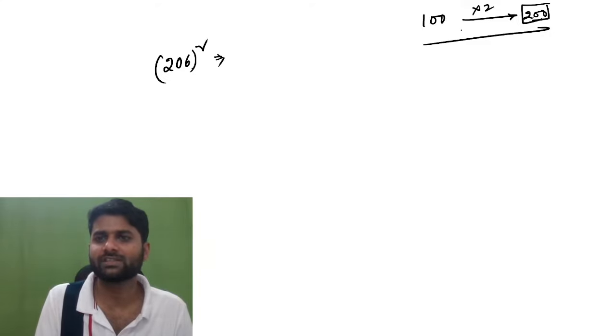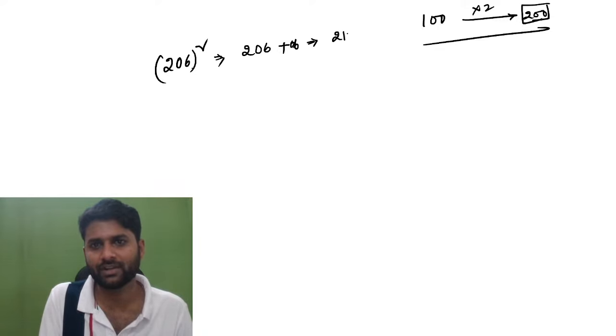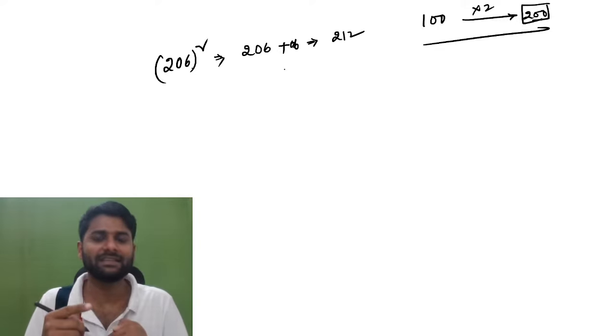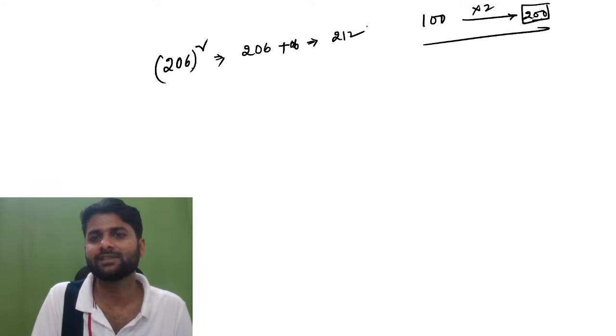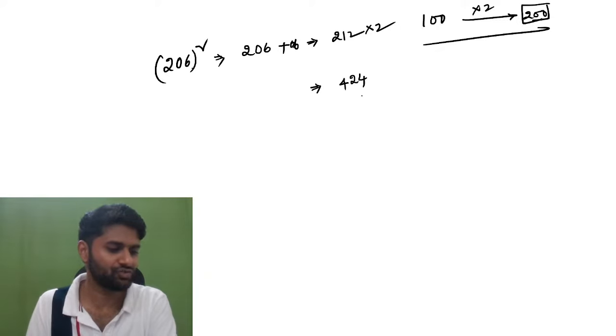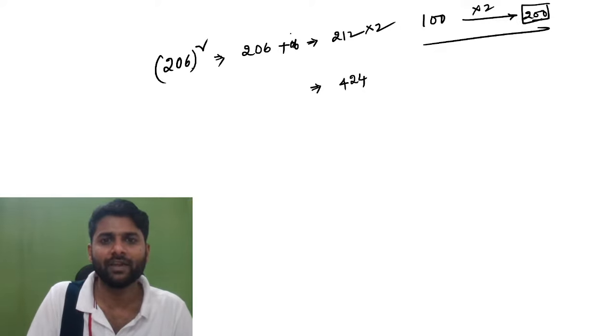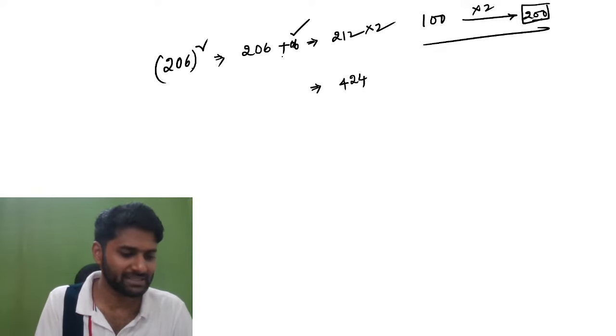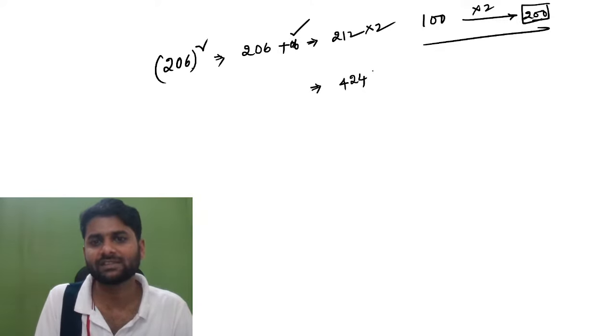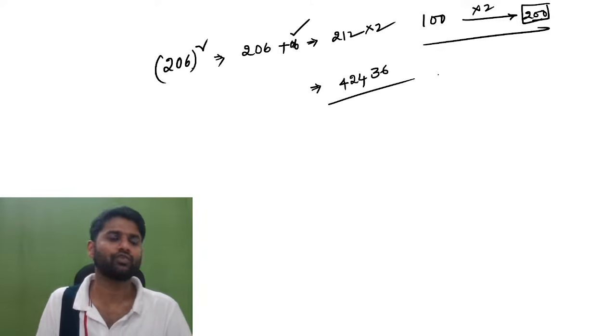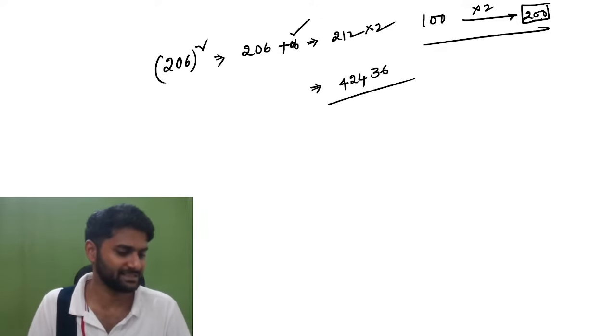Now 206 is more than 200 by 6 units. Now see, 206 plus 6 is equal to 212. Now we are doubling the base, which means we have to multiply it by 2. 212 multiplied by 2 is 424. Now we are adding 6 units, right? And consider the square of that number. Square of 6 is 36. Answer 42436 is the correct answer.